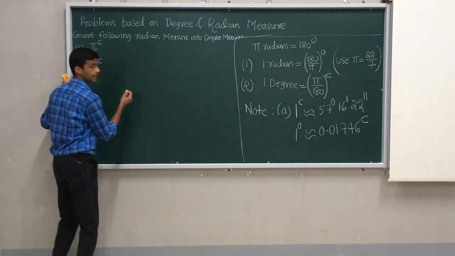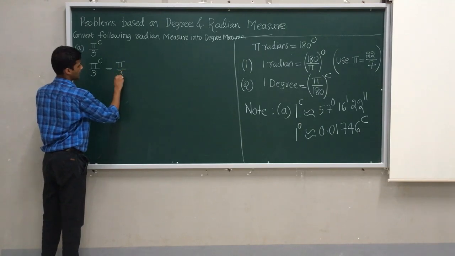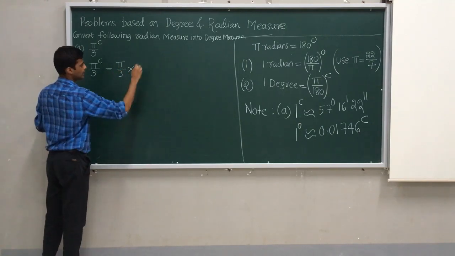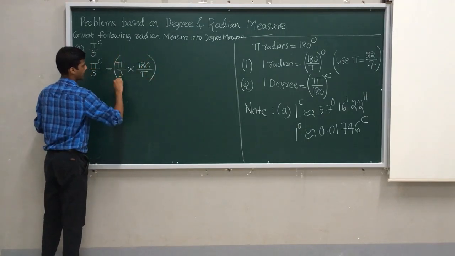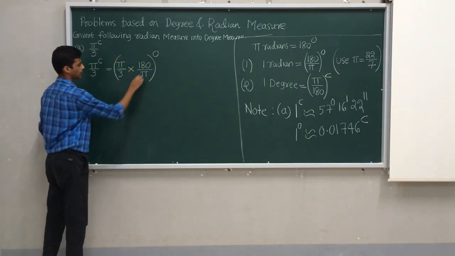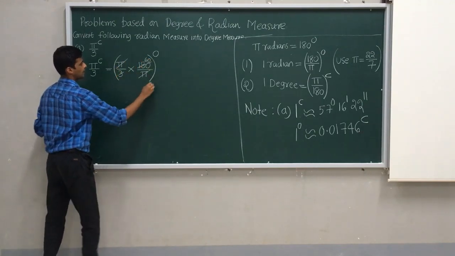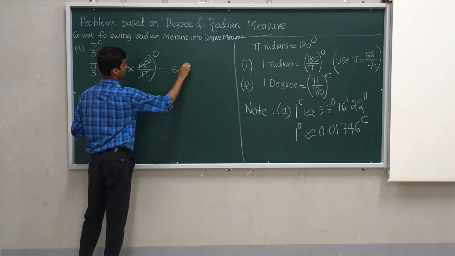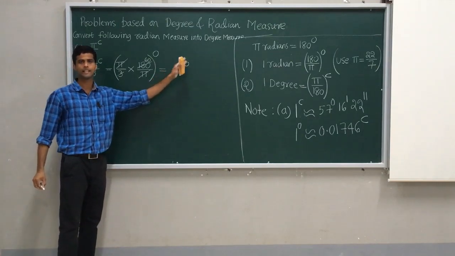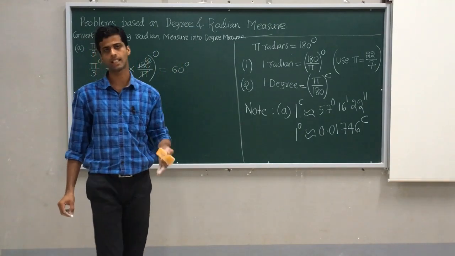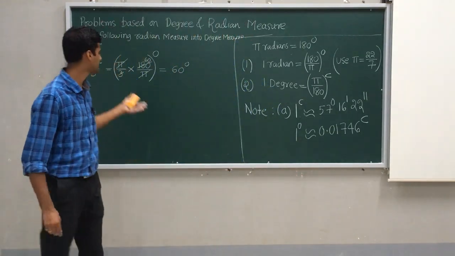So pi by 3 radian is nothing but pi by 3 into 180 divided by pi, whole degree. Okay, so cancel pi, 3 ones are 3, 3 sixties are 180. Therefore, pi by 3 in radian is 60 degree. That you all know. Pi by 3 is 60 degree, pi by 4 is 45 degree, pi by 2 is 90 degree. So like this you may convert.